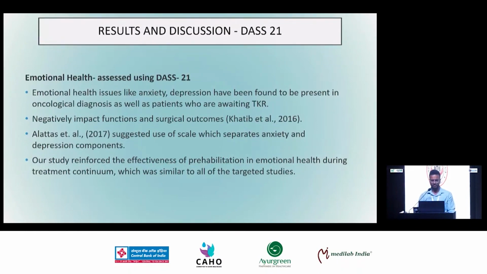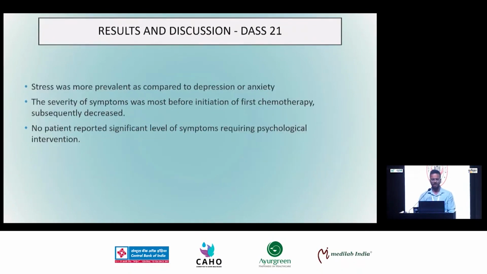Our study reinforced the effectiveness of prehabilitation in emotional health during the treatment continuum, which was similar to all of the targeted studies. Our study showed that stress was more prevalent as compared to depression and anxiety, and that the severity of symptoms was most before the initiation of first chemotherapy, which subsequently decreased.